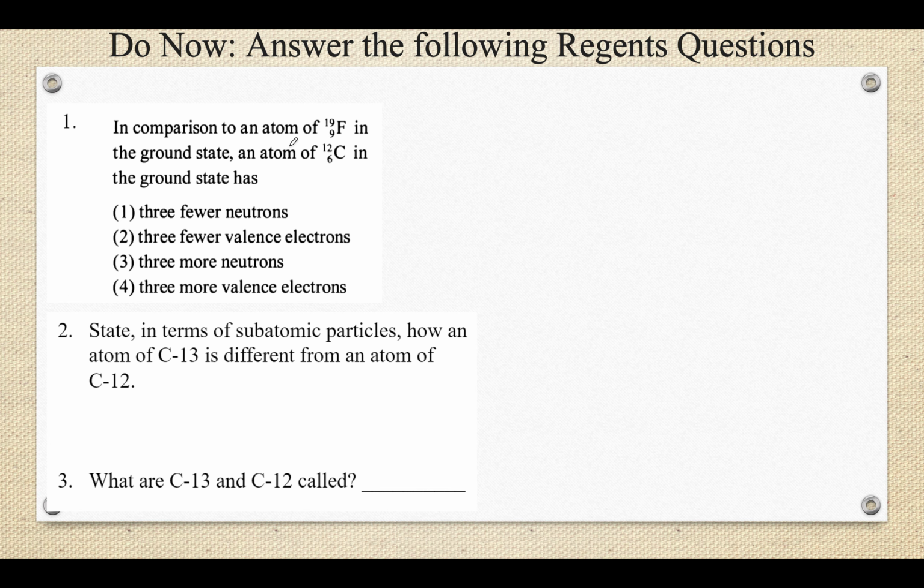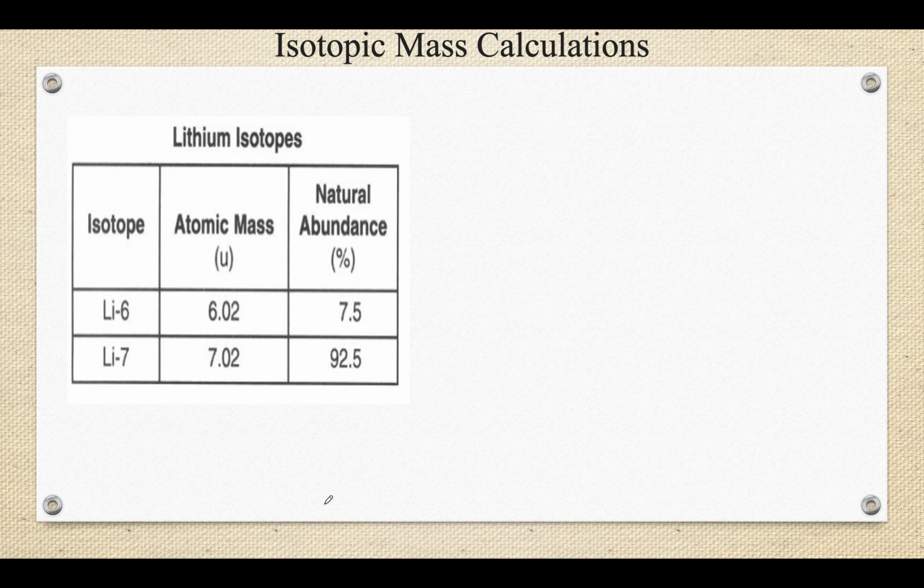Number one, in comparison to an atom of fluorine-19 in the ground state, an atom of carbon-12 in the ground state has: 1, 2, 3, 4. Number two, state in terms of subatomic particles how an atom of carbon-13 is different from an atom of carbon-12. And number three, what are carbon-13 and carbon-12 called? I hope, given the framing that I just gave you, all of these three questions have something to do with isotopes, hint, hint, and we'll be going over the answers in class tomorrow.